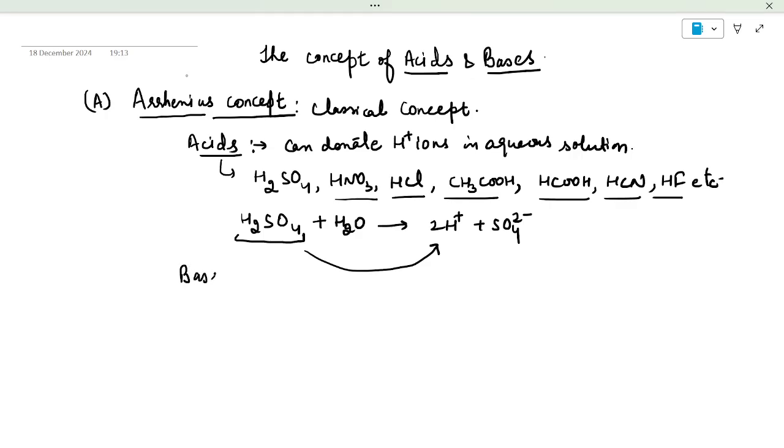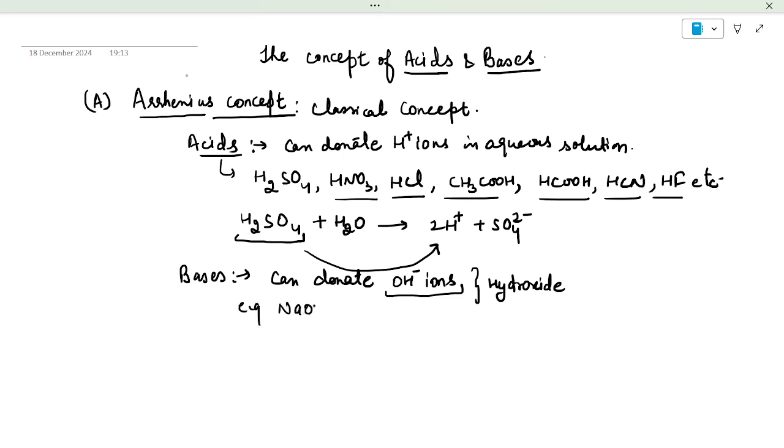Now let us start with the bases. According to this definition, a base is something which can donate OH negative ions, or produce OH negative ions, that is hydroxide ions, when water is added to it. And it includes hydroxides like NaOH, KOH, ammonium hydroxide, other metallic hydroxides, magnesium hydroxide, aluminium hydroxide, etc. So these are the two definitions given by Arrhenius for the first time.